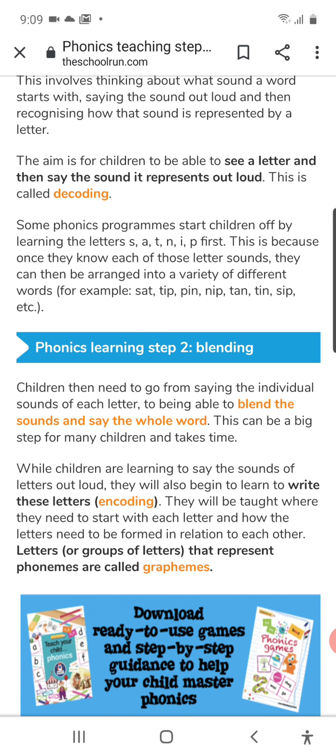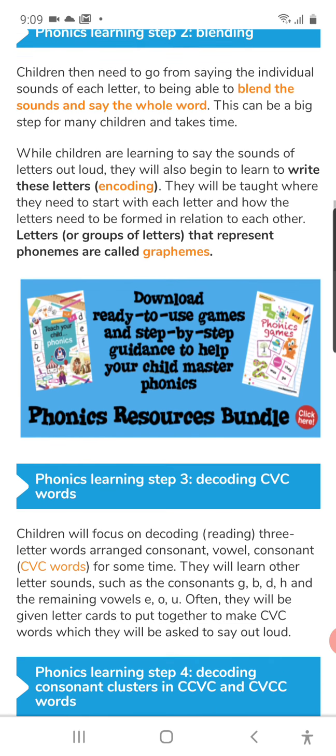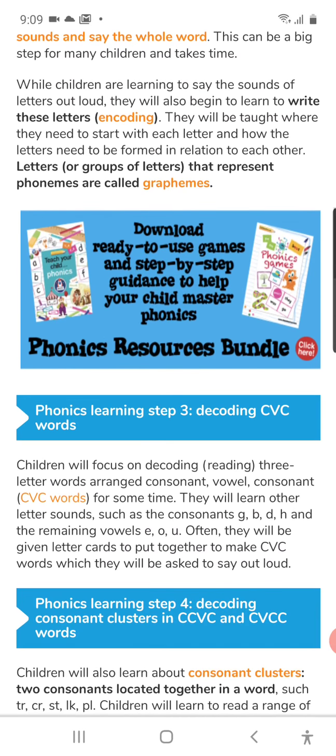So we differentiate what is encoding and decoding in reading. They will be taught where they need to start each letter and how letters need to form in relation to each other. Letters or groups of letters that represent phonemes are called graphemes. You can download these resources and it will help you a lot.